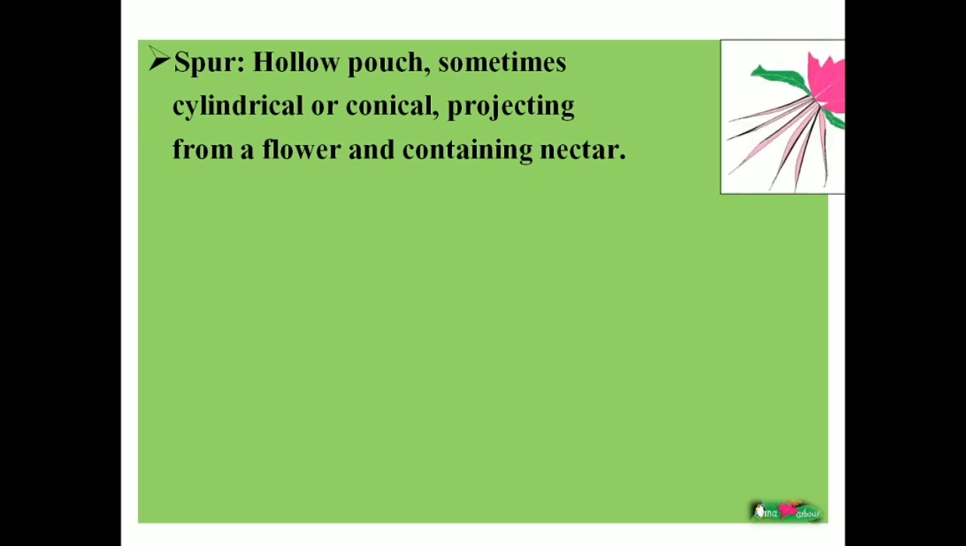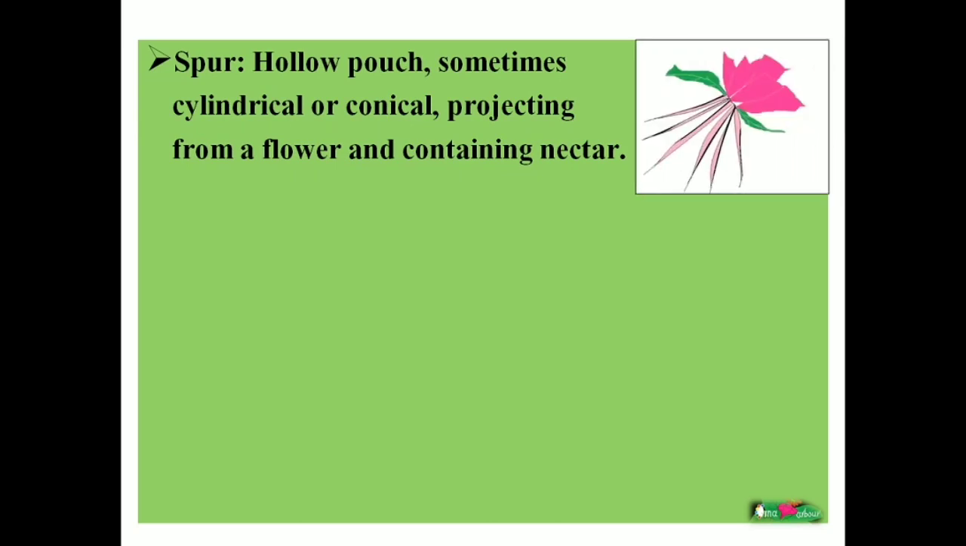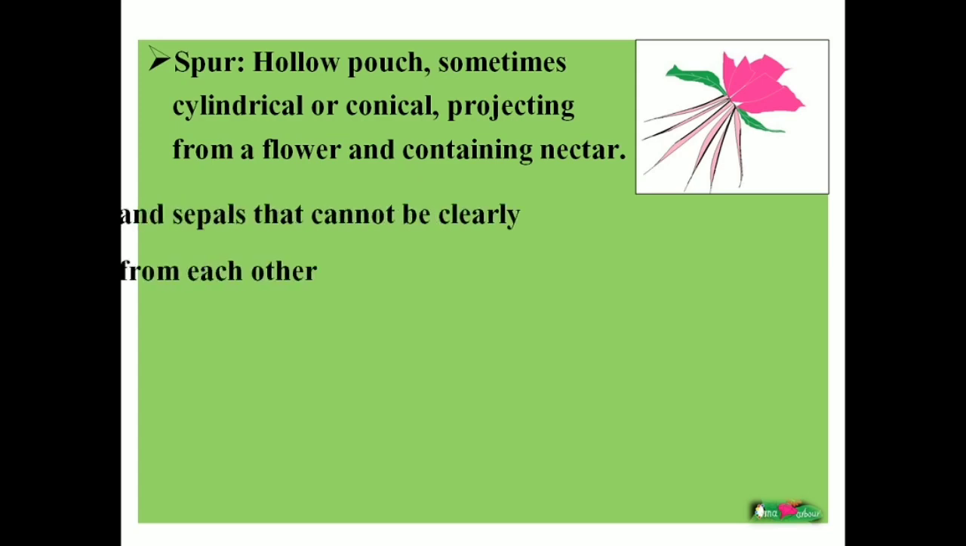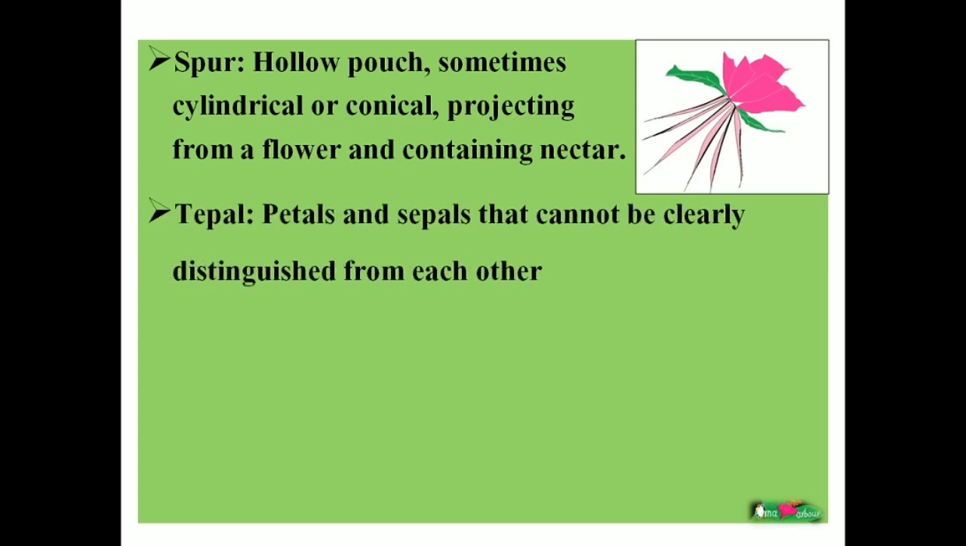Then spur. If you observe this pink-colored flower, there is a pink-colored hollow hanging structure below the flower and sepals. This we can say is the spur. Then tepals. When we cannot differentiate between petals and sepals, they are called tepals. For example, the orchid flower. You can easily find the tepals in an orchid flower.